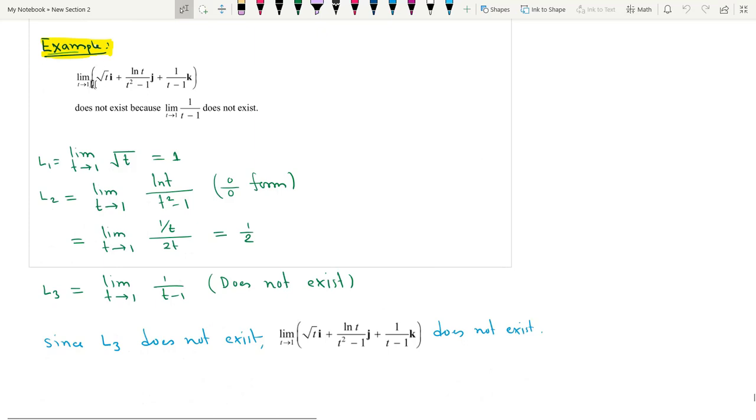Now in this example, when t approaches 1, the limit of the first component is 1. When t approaches 2, the limit of the second component is 1 over 2. We also apply L'Hopital's rule here. But when t approaches 1, this limit doesn't exist. Now, since one of the limits doesn't exist, the whole limit doesn't exist. That is, since L3 doesn't exist, the whole limit does not exist.